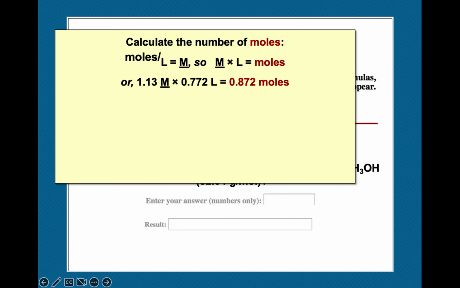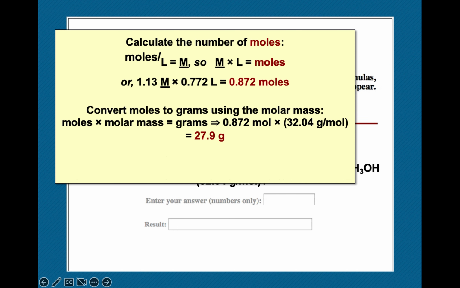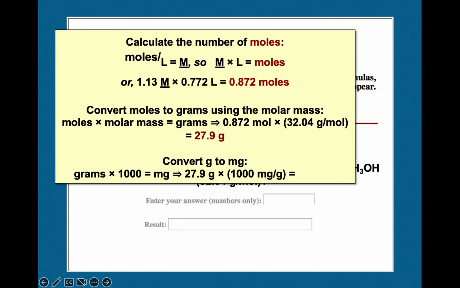Secondly, we know the molar mass. Convert moles to grams using a molar mass. Number of moles, grams per mole, moles cancel. We're left with 27.9 grams. Finally, grams to milligrams, factor of 1,000, we have 27,900 milligrams.